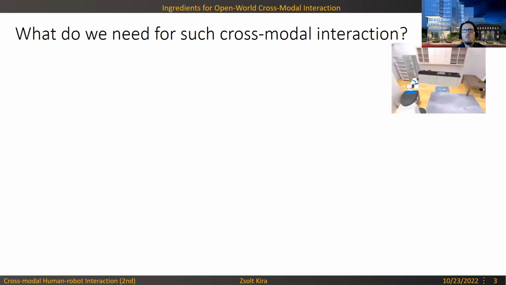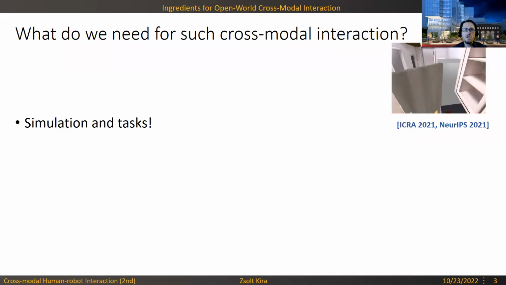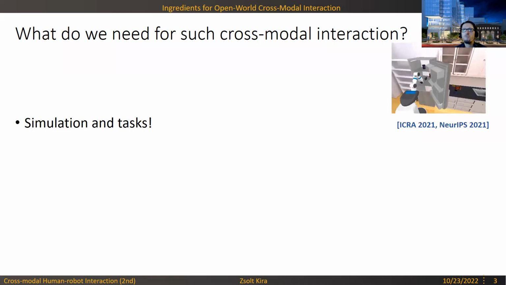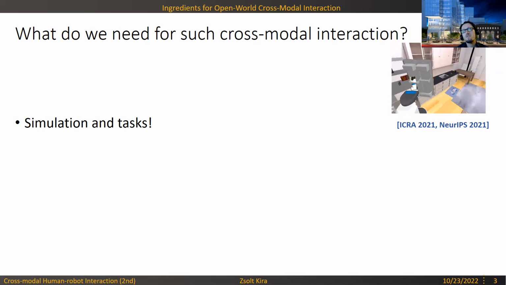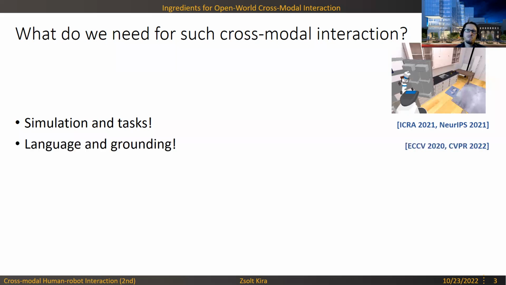We can think about what the ingredients are that are necessary to enable this type of cross-modal interaction. Now, I posit that there are a lot of different things that we may need, both in terms of the research itself, but also things that can catalyze the research. So I think simulation and settings and tasks is very important. We have a range of works in this area, including making traditional computer vision type tasks more realistic, that is robotics-like, as well as speeding up simulation, for example, through Habitat 2.0, which I'll talk a little bit about.